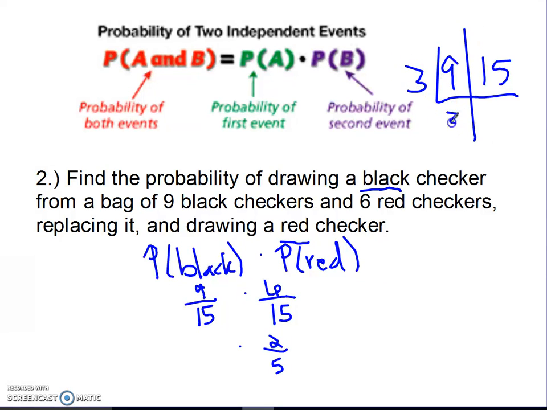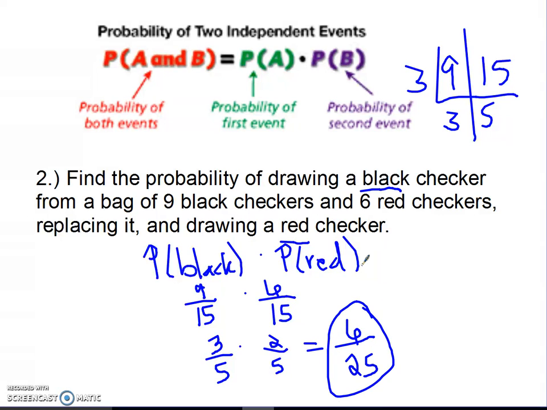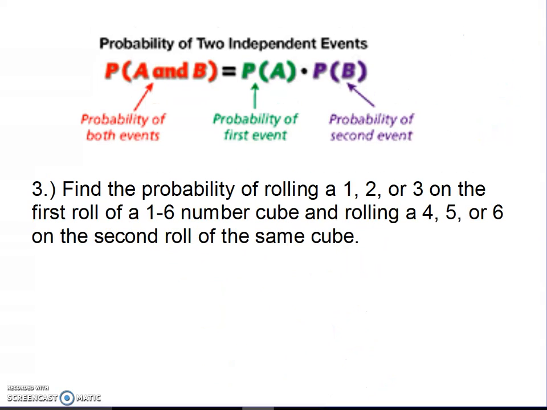We got 2/5. Now let's simplify 9/15 by 3. 9 divided by 3 is 3. 15 divided by 3 is 5. So now we have 3/5 times 2/5, top times top, bottom times bottom. We get 6/25.